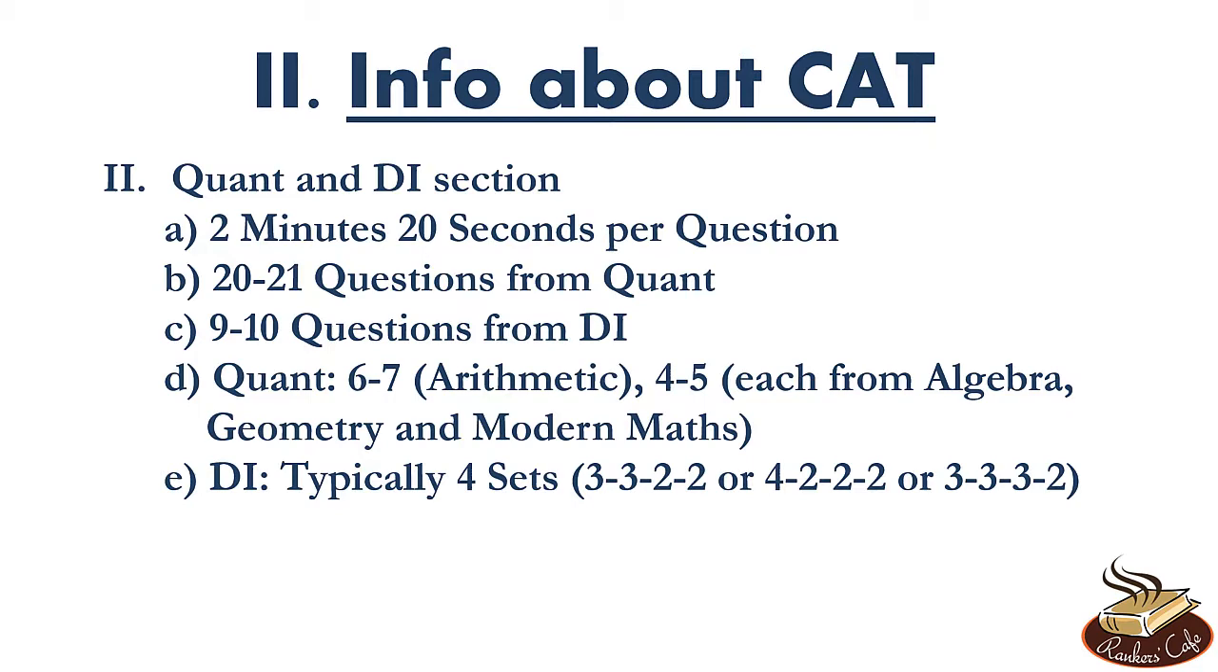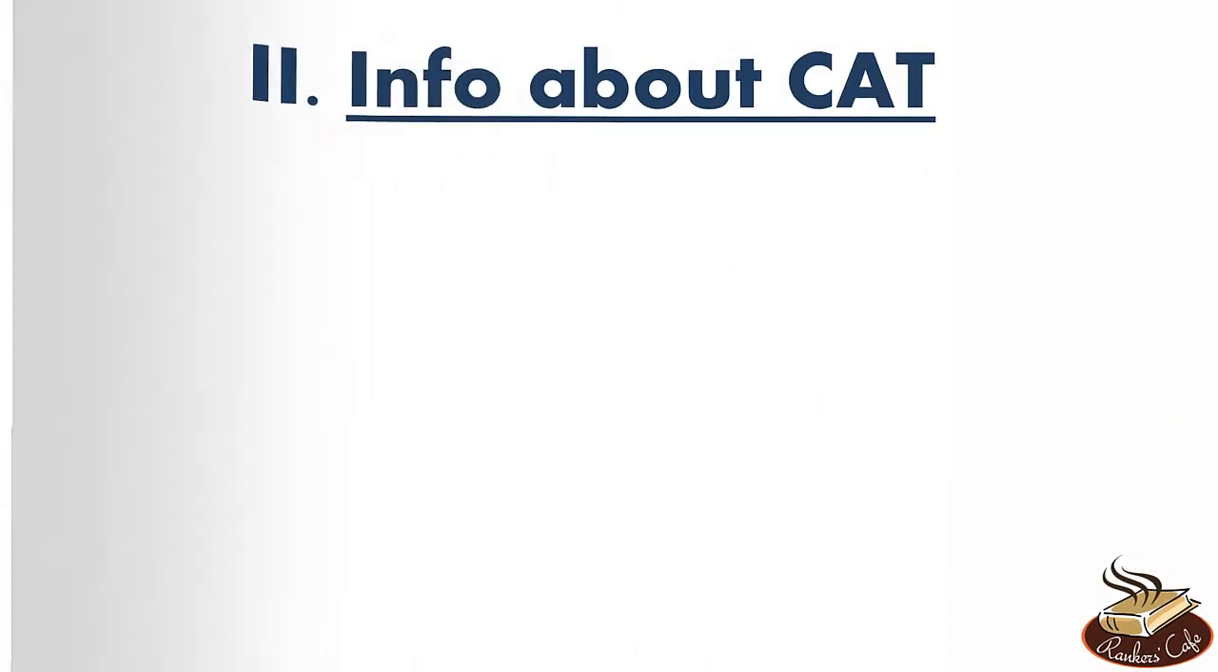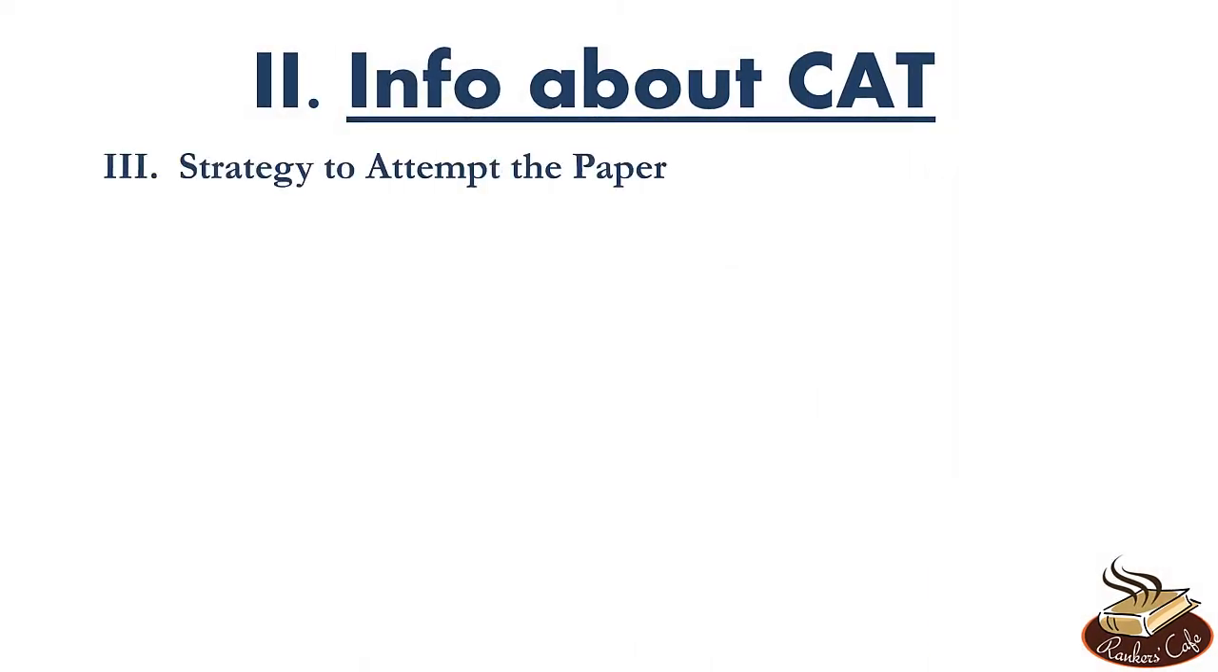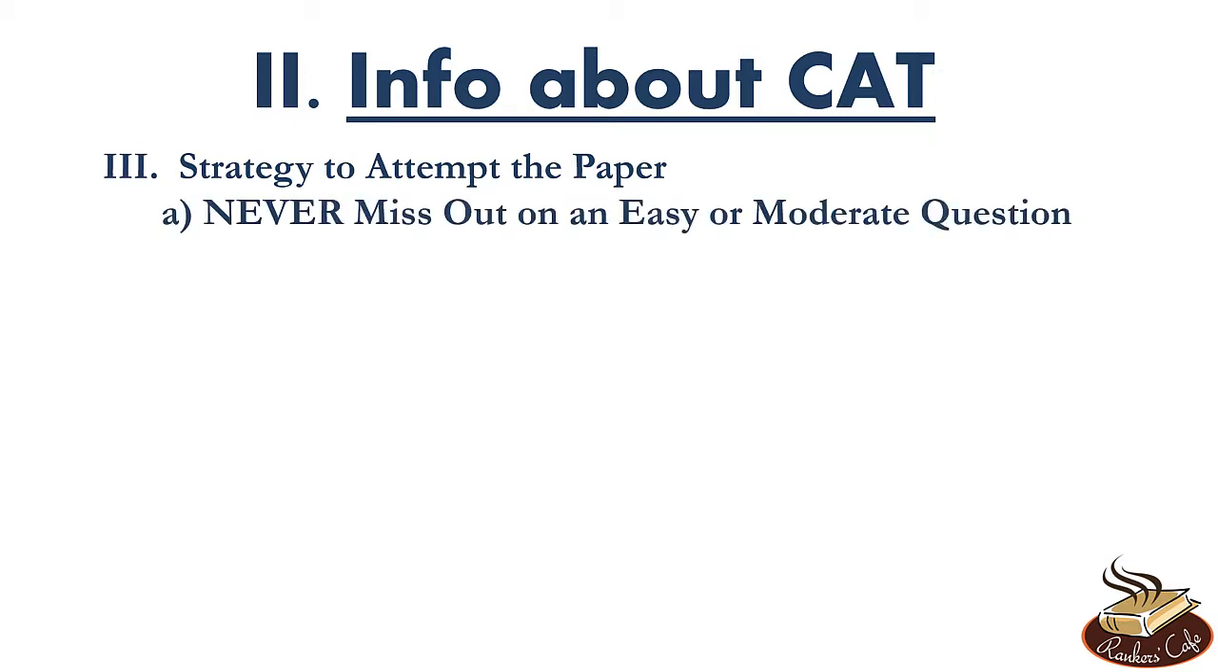Well, there is no fixed answer to this question. The number of questions you need to attempt correctly depends on the difficulty level of the paper. But if you want to get a good percentile, one thing which you need to make sure is never miss out on any easy or moderate question. You have to make sure that you have answered every easy and moderate question correctly. Typically you will get at least 15 questions, maybe even 20 questions, sometimes even more, which are easy or moderate.